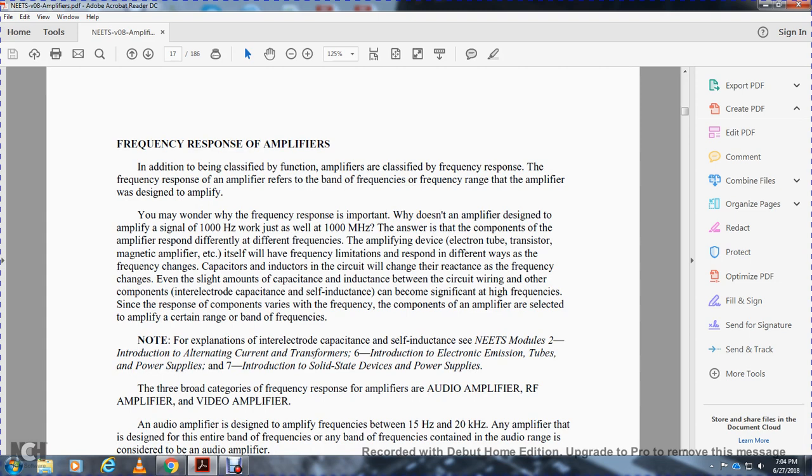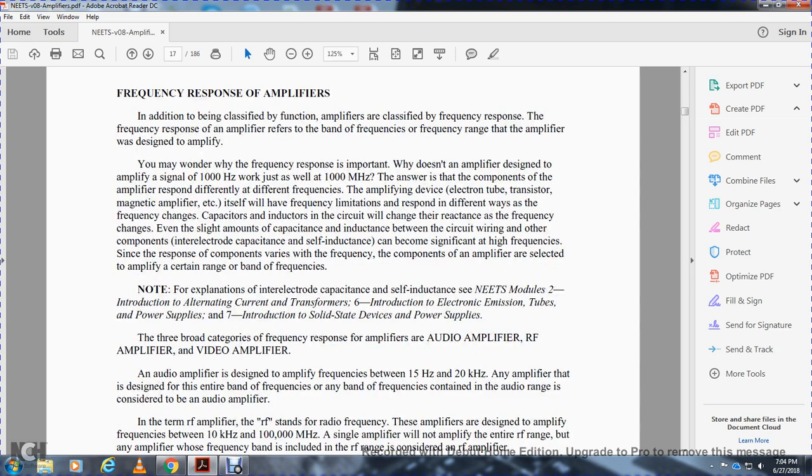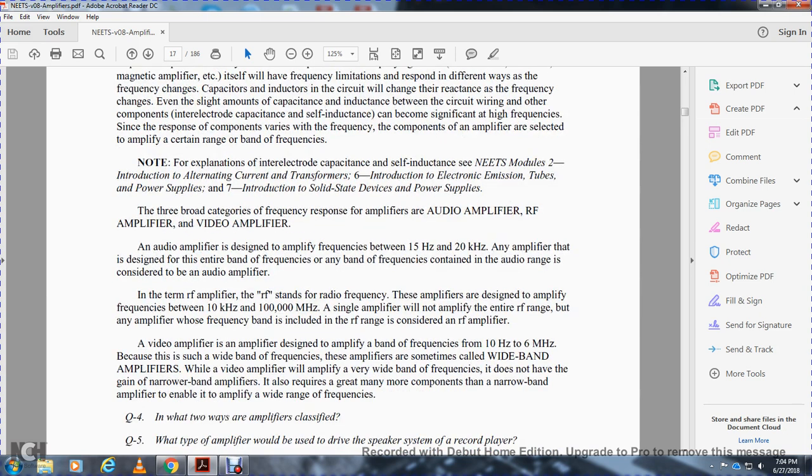The amplifying devices have frequency limitations. Capacitors and inductors respond in different ways to frequency changes, and the circuit can change with the reactance as the frequency changes. Even a slight amount of capacitance or inductance between the circuit wiring and other components, such as inter-electrode capacitance and self-inductance, can become significant at high frequencies. Because of the response of the components, the components of the amplifier are selected to amplify a certain range, or band, of frequencies. Note for explanation of inter-electrode capacitance and self-inductance, see Neets Module 2, Introduction to Alternating Current and Transformers, 6, Introduction to Electron Emission, Tubes and Power Supplies, and 7, Introduction to Solid-State Devices and Power Supplies.